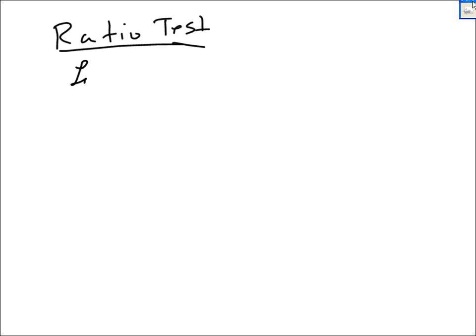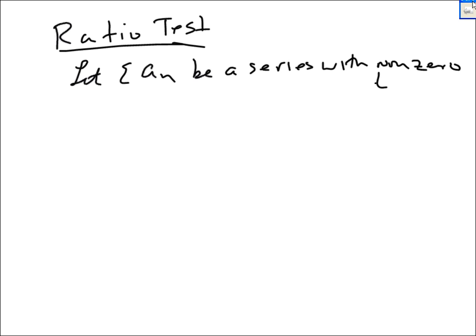Let the summation of a sub n be a series with non-zero terms. That is, there are terms that are not zero. The series comes with terms that are non-zero. Not all the terms are zero.